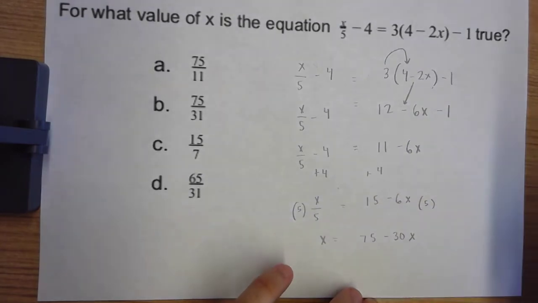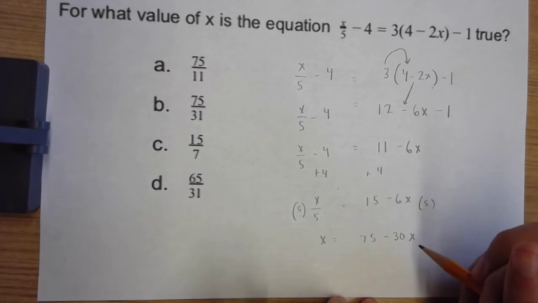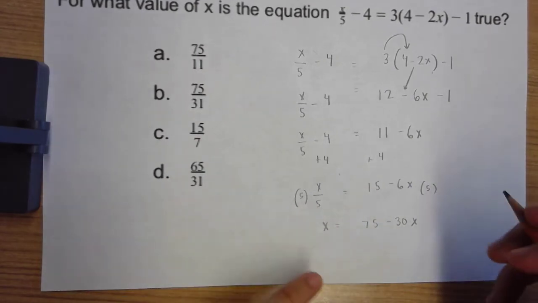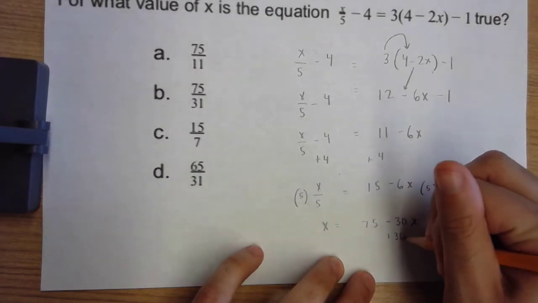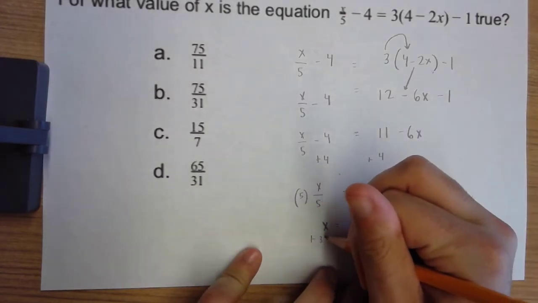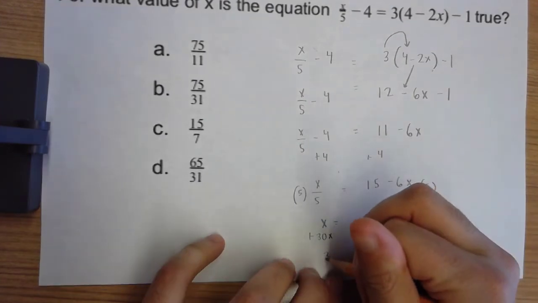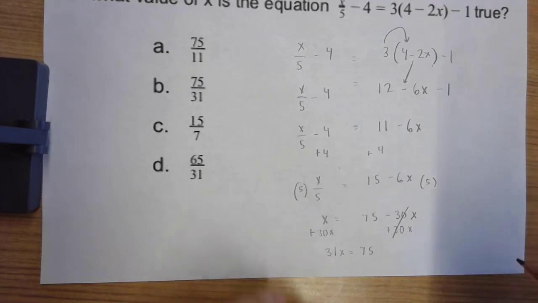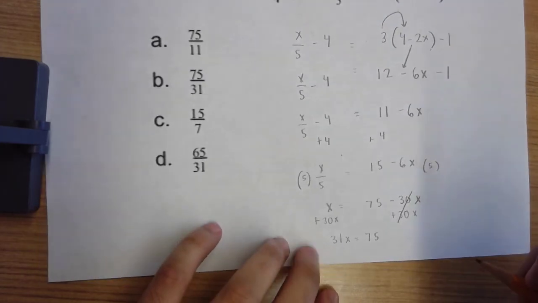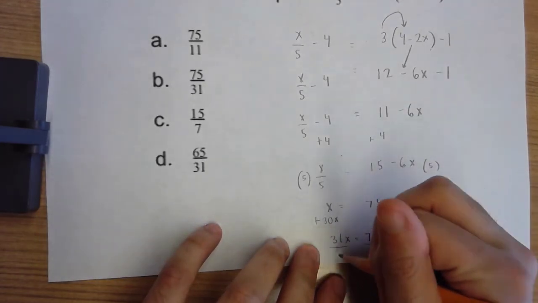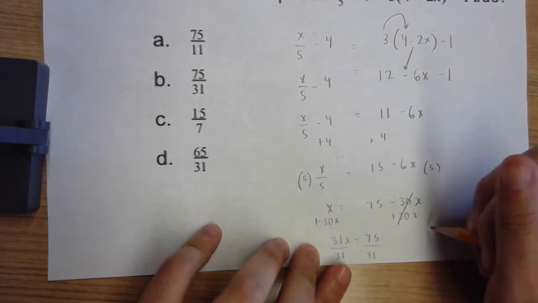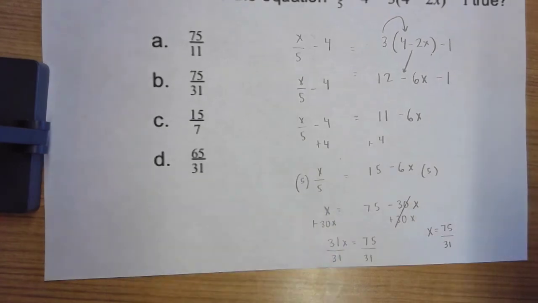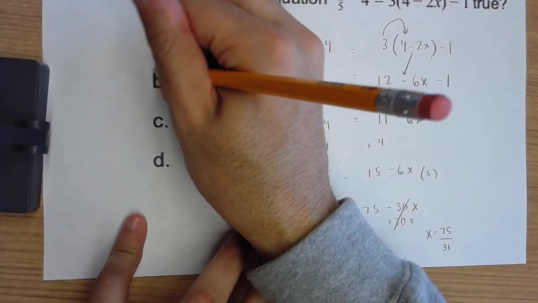Cool, sounds good. Now, x on one side, x on the other side doesn't change the fact that the goal is still to have x on one side. If I add 30x to both sides, I'm left with 31x is equal to 75. At that point, my last step would be to divide by 31, and x would be equal to 75 over 31. That would be the answer I'm looking for, which is answer choice B.